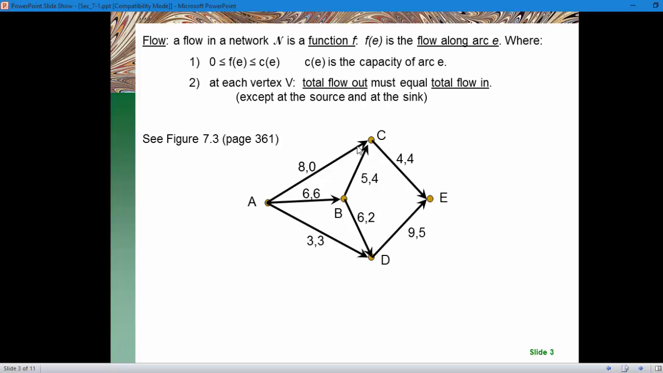The second condition says that at each vertex, the total flow in must be equal to the total flow out. Let's take a look at vertex C, for example. The total flow in, coming from these two arcs, is 0 and 4, so that's a total of 4. And the flow going out of the vertex is also 4. Look at this vertex B. The total flow in is 6, and the total flow out is 4 plus 2, that's 6. The total flow into D is 3 plus 2, that's 5, and the total flow out is 5.